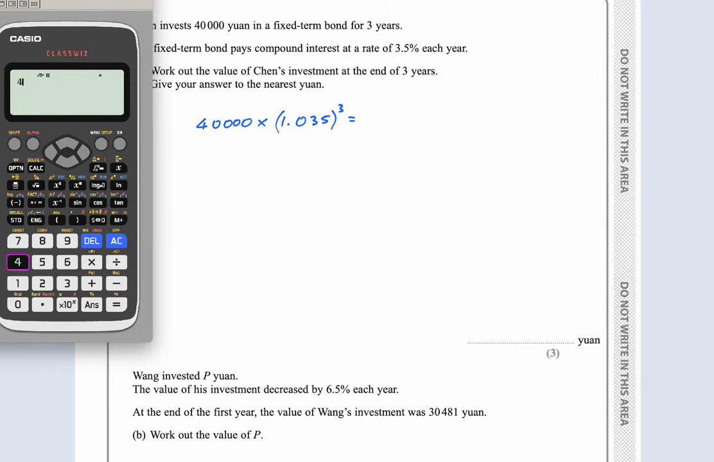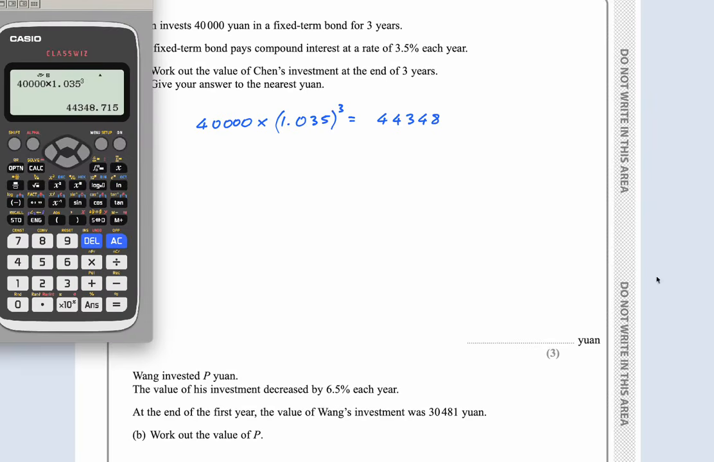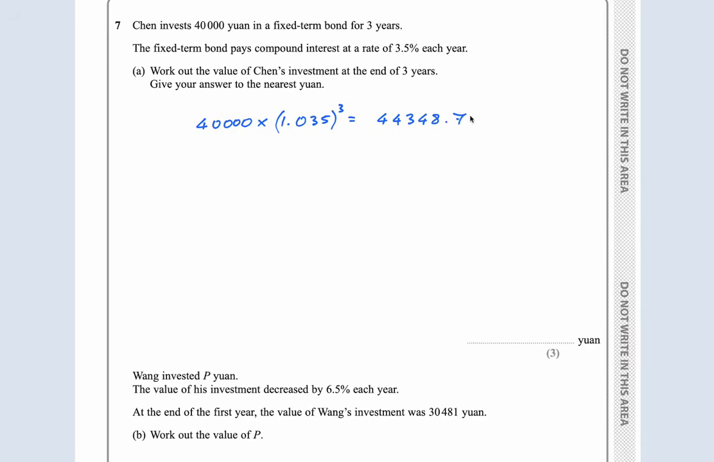And I get 40,000 times 1.035 to the power of 3, which is 44348.715. Give your answer to the nearest one. When they do that, guys, you have to round it or you lose a mark. So 44349. Because of the 7, it's closer to 9 than to 8.